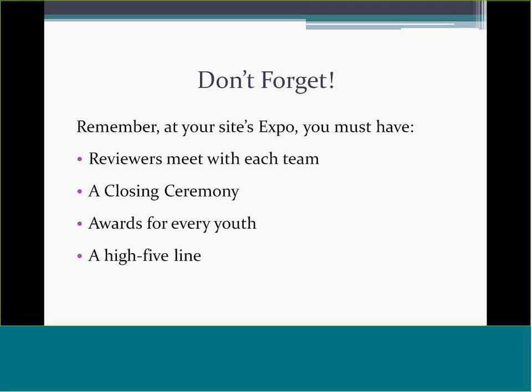So that you don't forget, the things that you must have are the reviewers to meet with each team, a closing ceremony, the awards for everyone, and the high five line. So if nothing else, all of these things are what are required to happen at the expo.